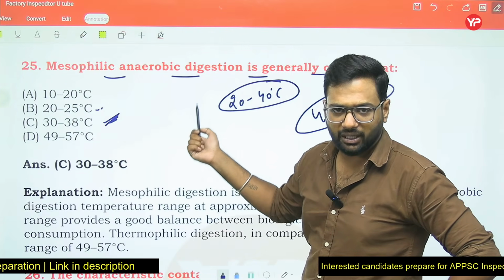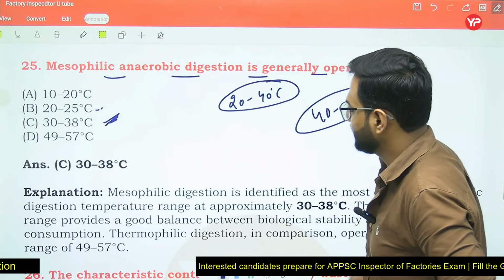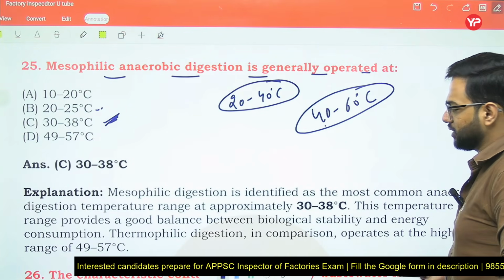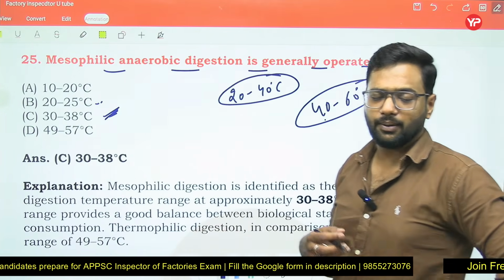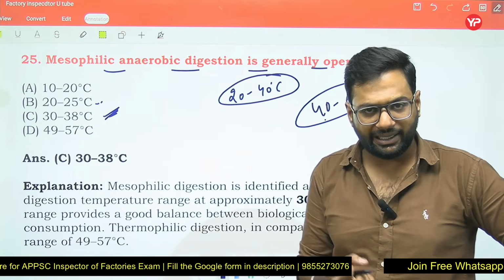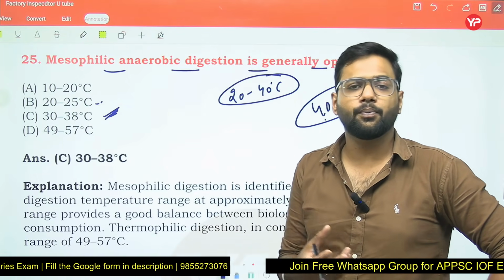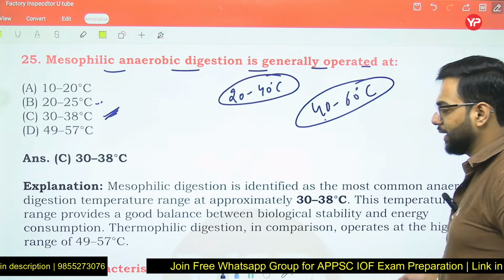If the question asks about the thermophilic anaerobic digester, the answer will be option D, 49 to 57 degrees Celsius. Remember this: mesophilic works in one range and thermophilic works in this range. Also, we know that when temperature rises, the bond energy of the organic matter decreases, so microorganisms can decompose organic matter easily, or in a given time the rate of decomposition comes out to be higher.